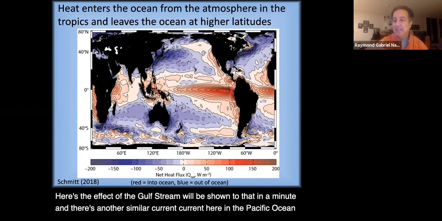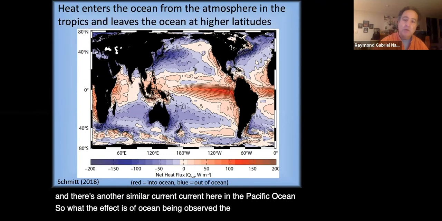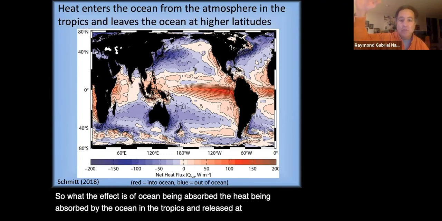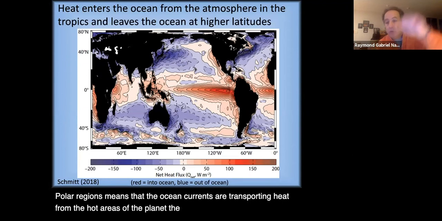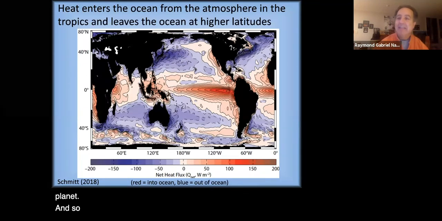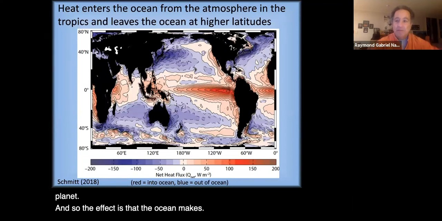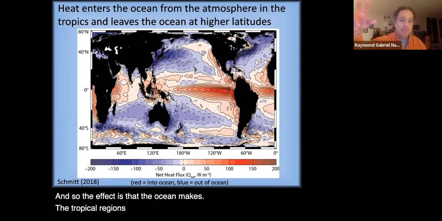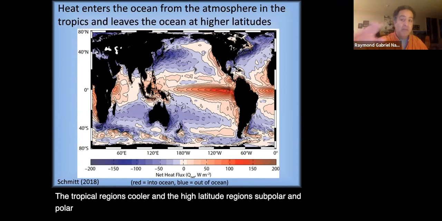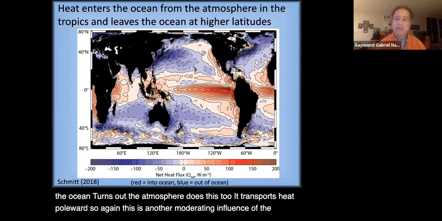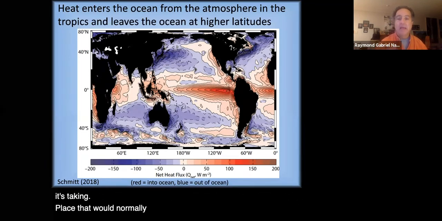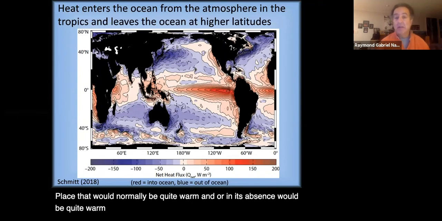So the effect of the heat being absorbed by the ocean in the tropics and released at higher latitudes, polar regions, means that the ocean currents are transporting heat from the hot areas of the planet, the tropics, to the cold areas of the planet. And so the ocean makes the tropical regions cooler and the high latitude regions, so subpolar and polar regions, warmer than they would otherwise be in the absence of the ocean. It turns out the atmosphere does this too. It transports heat poleward. So again, this is another moderating influence of the ocean. It's taking a place that in its absence would be quite warm and cooling it down, and taking an area that's very cold and warming it up.